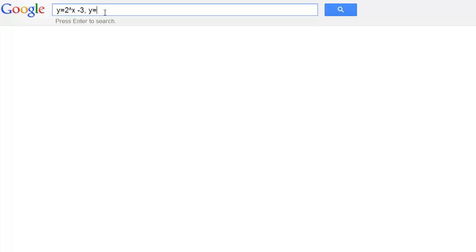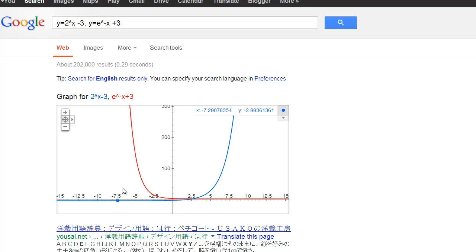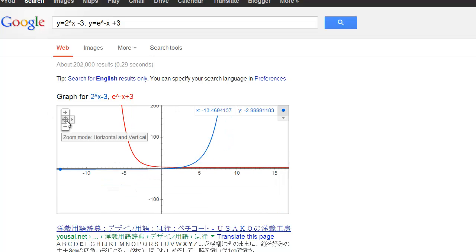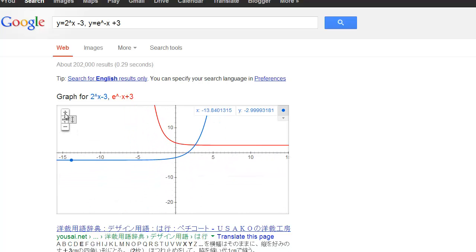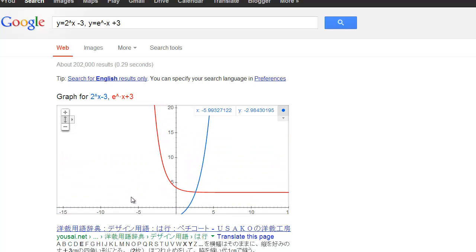So y equals e to the power, the button above 6, minus x. So that is minus x, and we have plus 3. Let me show you what it looks like. This is what it looks like. And we can adjust this by zooming in. Let me zoom in, and we can have an idea what happens. This is what the picture looks like.